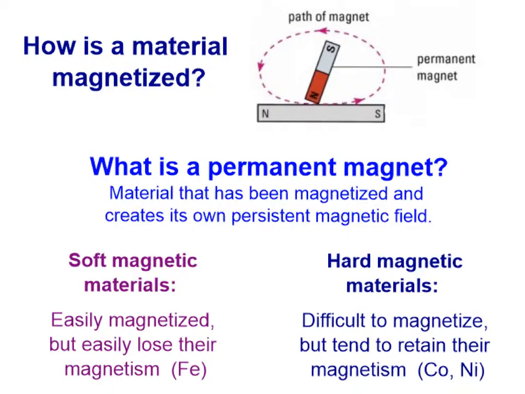When we talk about different magnetic materials, we categorize them into soft magnetic materials or hard magnetic materials. Soft magnetic materials are those that are very easily magnetized, but they also lose their magnetism very easily. Iron would be an example of that. Hard magnetic materials are difficult to magnetize, but they tend to retain their magnetism, such as cobalt and nickel.